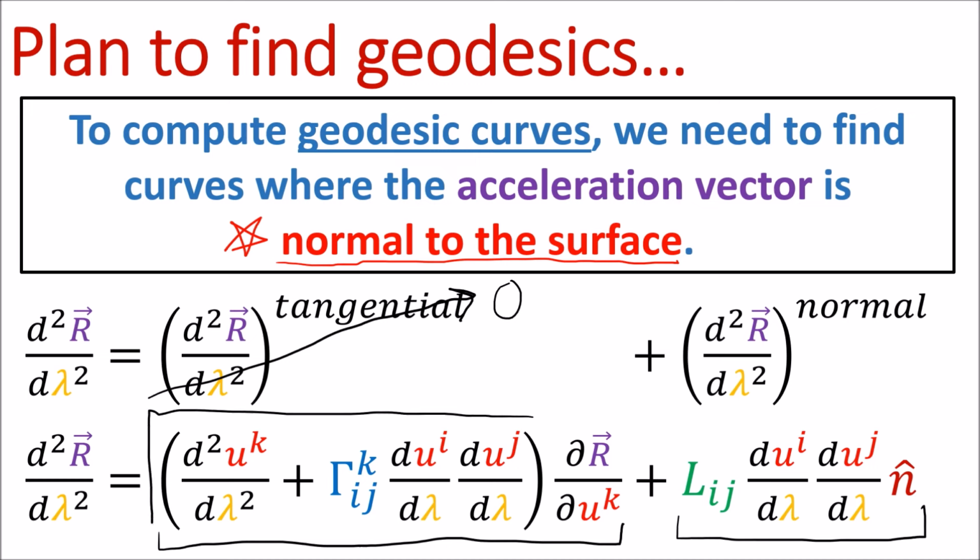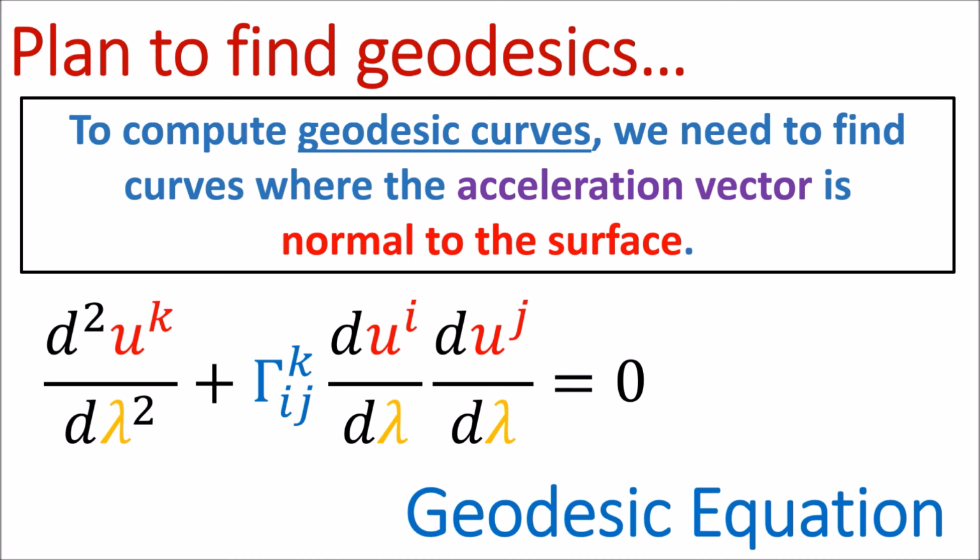So setting this formula here to zero is an effective way of detecting whether or not a curve is a geodesic. So setting the expression for the tangential component equal to zero gives us the geodesic equation. So any curve parameterized by lambda, which satisfies this geodesic equation, is in fact a geodesic curve. And these geodesic curves are the paths that beams of light will follow in curved spacetime. So if this geodesic equation looks like a bunch of random nonsense symbols, please watch the next video in the series where I will walk through an example of using this equation to find geodesics on a curved surface.